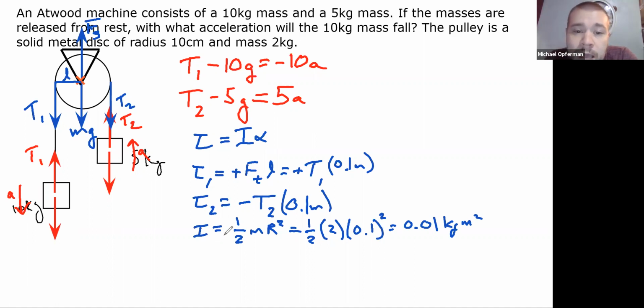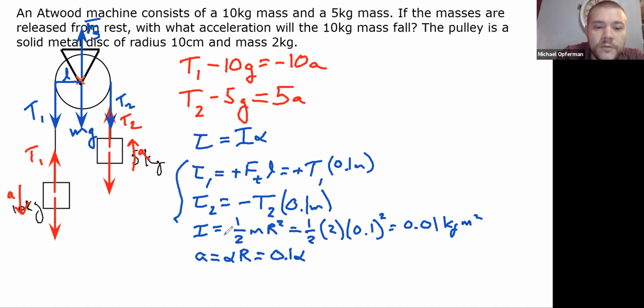And then lastly, how are we going to deal with alpha? Because I don't really want to introduce a new variable into this problem with alpha. But here's the thing, alpha is related to a because as the pulley rotates, the block is going to drop by the same amount that the pulley rotates. So as a result, we're going to have a equals alpha times R, which will be 0.1 times alpha. So a is 0.1 times alpha.